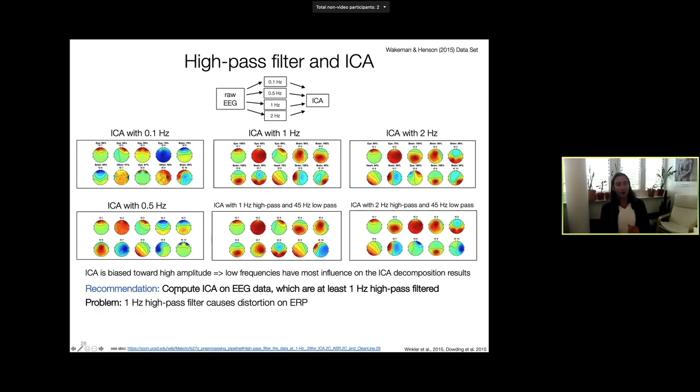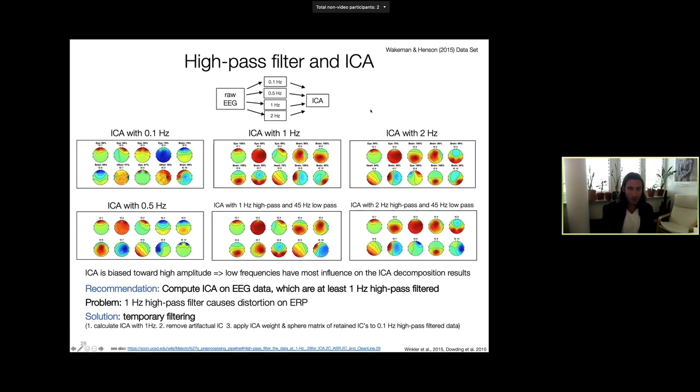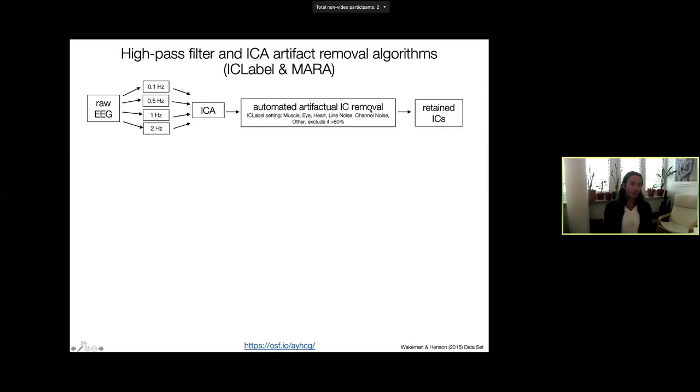But then we have the problem that when we use a high-pass filter, this causes a distortion in our ERP analysis, as I showed you in the previous section. The solution is actually using temporary filtering, which I will show you right away. But first, let's take a look at the effects of different high-pass filters on those automated ICA classifiers.